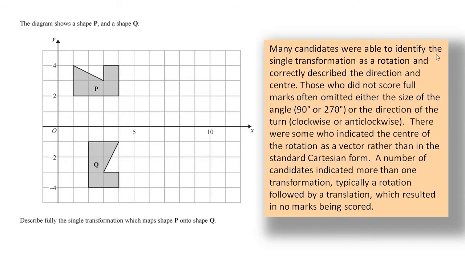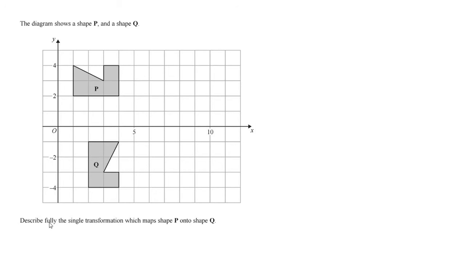So it says, many candidates were able to identify the single transformation as a rotation, and they correctly described the direction and the centre. Those who didn't score full marks often omitted either the size of the angle, 90 degrees or 270 degrees, or the direction of the turn, clockwise or anti-clockwise. There were some who indicated the centre of the rotation as a vector rather than in the standard Cartesian form, in other words as coordinates. A number of candidates indicated more than one transformation, typically a rotation followed by a translation, but this resulted in no marks being scored. So we've got to describe just a single transformation, and that transformation we can see very clearly is a rotation.